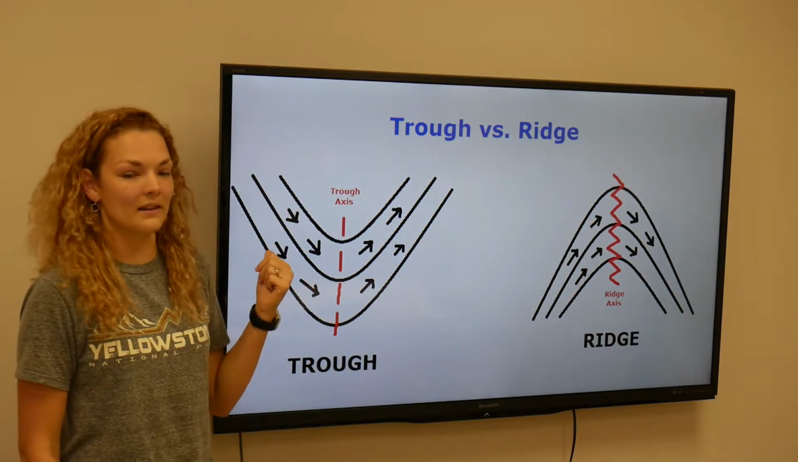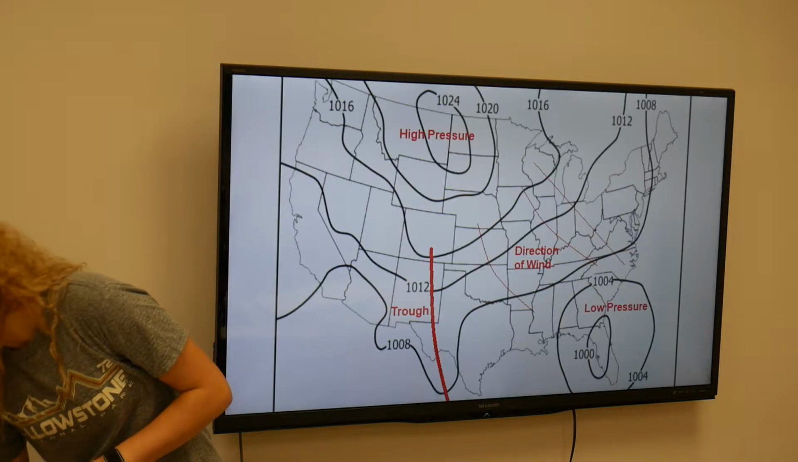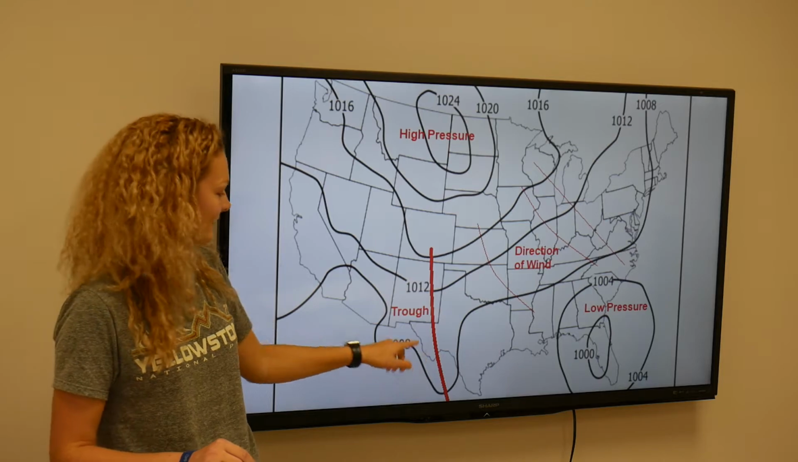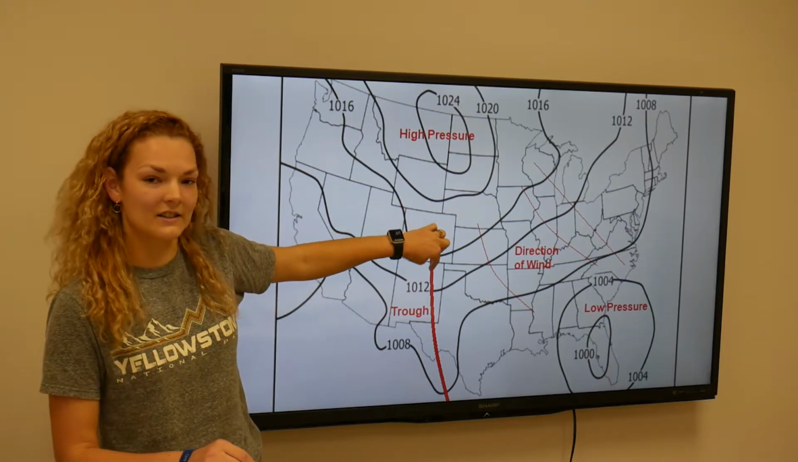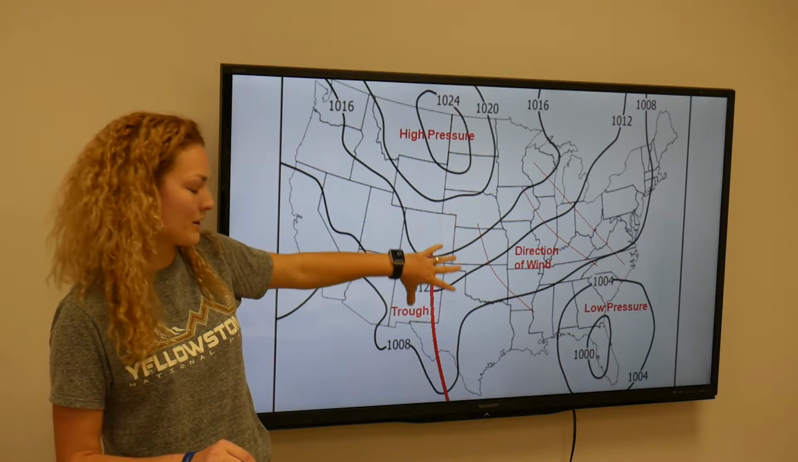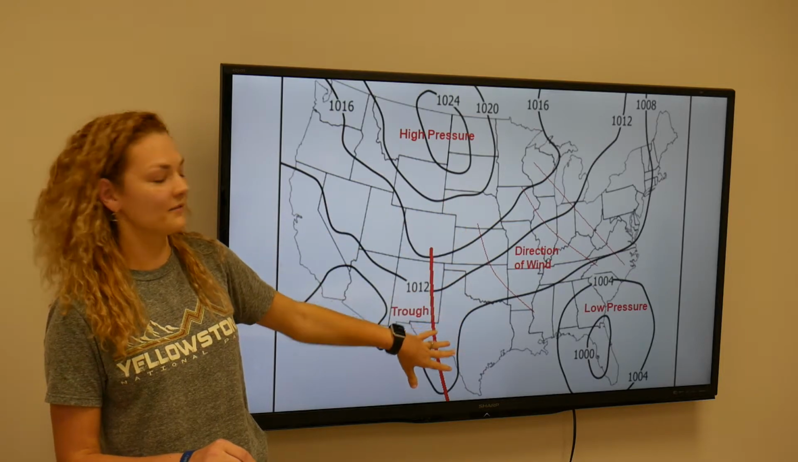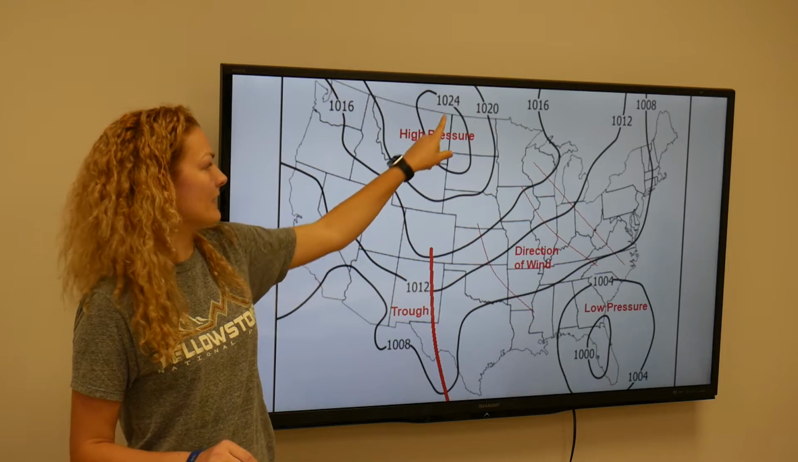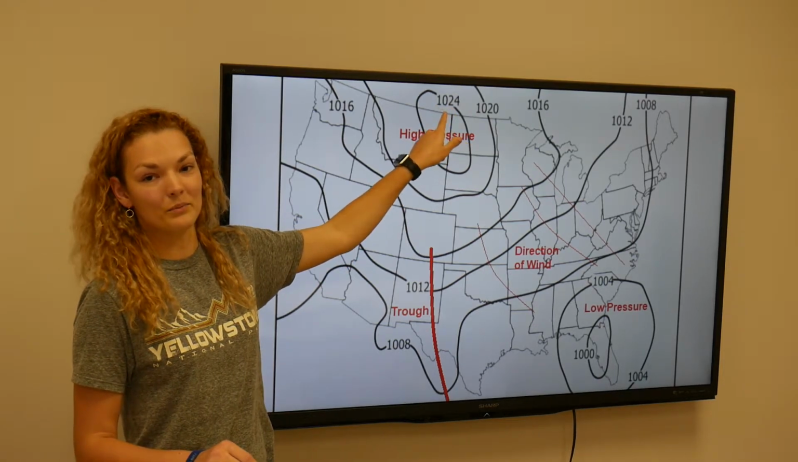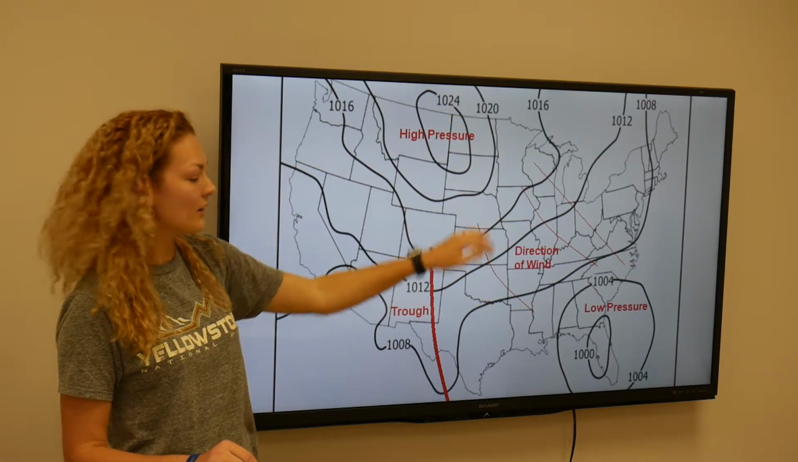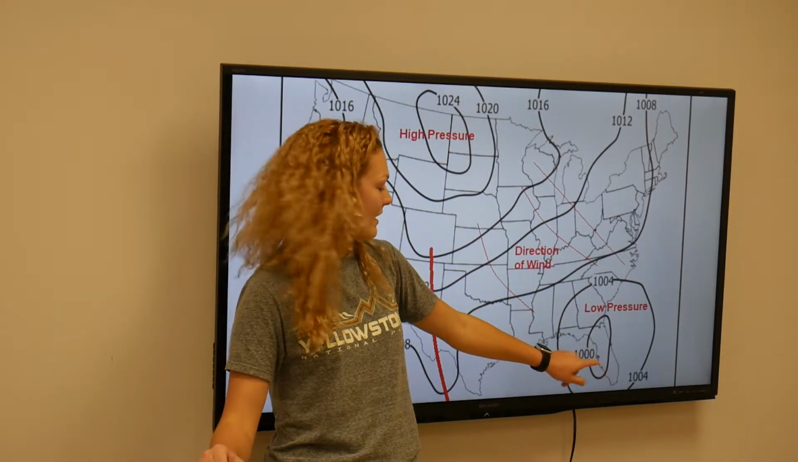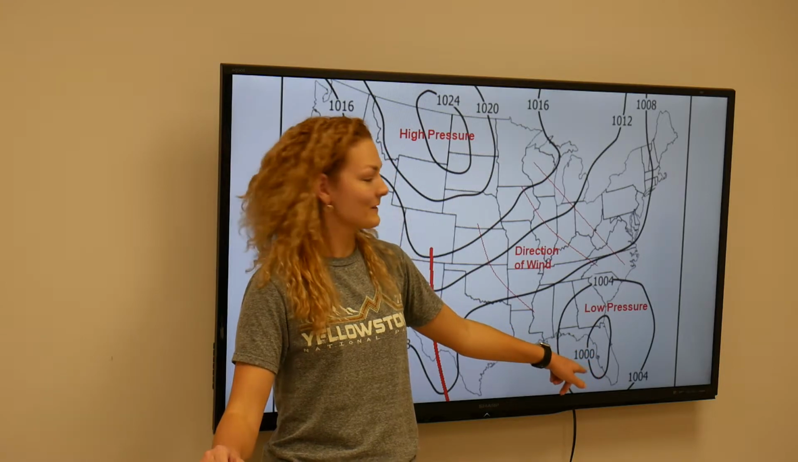So looking back at the map in our book, there's actually a trough right here. You can see the ISO lines are going downward, and so this is where your low pressure is creating a trough. And then high pressure is concentrated up here, because our highest pressure up here is 1024, and our low pressure is going to be down here closer to sea level at 1000 millibars.